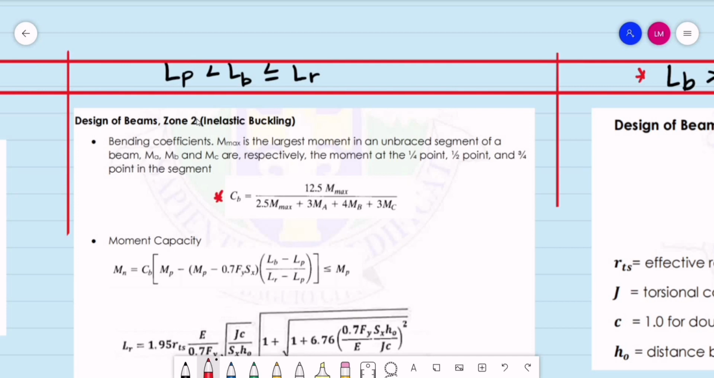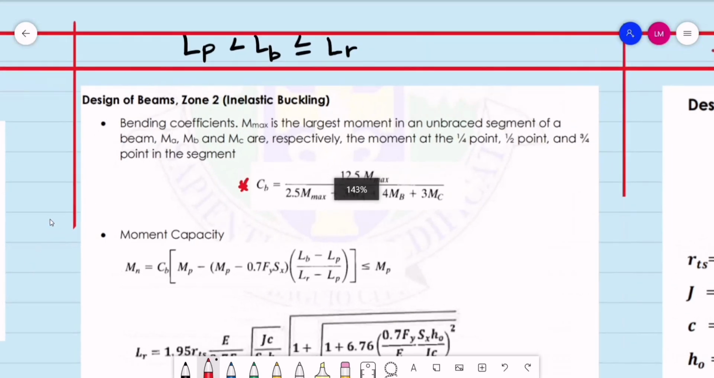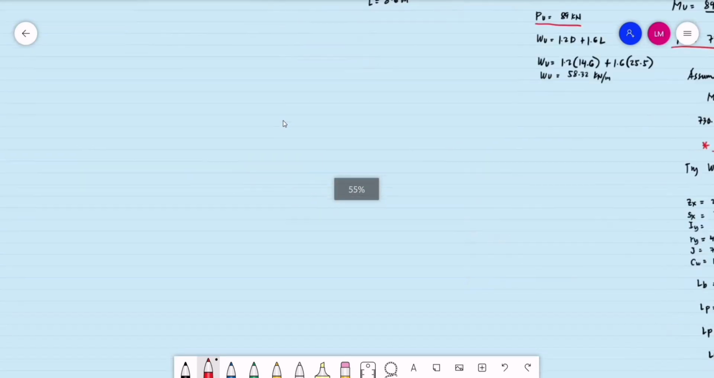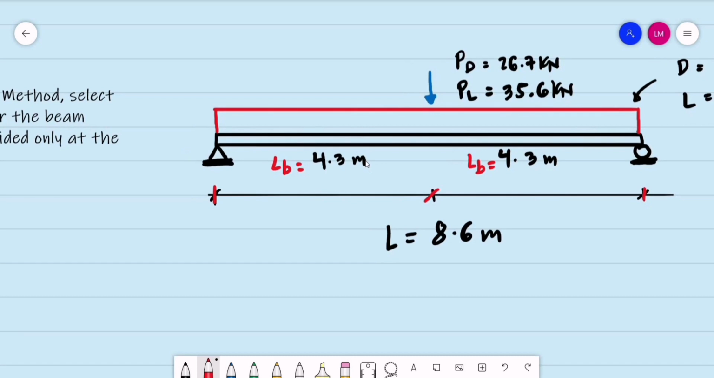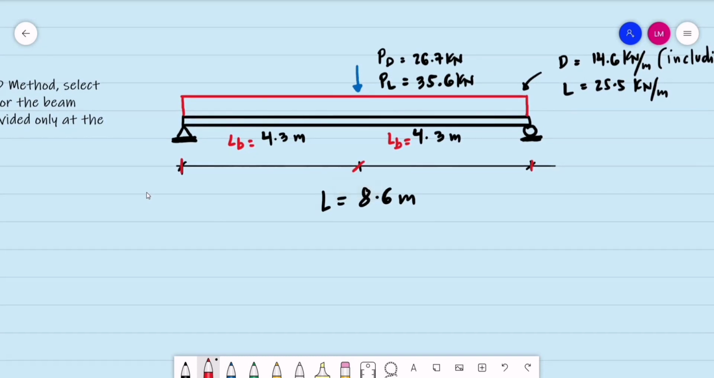So design of beams, zone 2. So bending coefficients, Mmax is the largest moment in an unbraced segment of a beam. MA, MB, and MC are respectively the moment at the 1/4, 1/2, and 3/4 point in the segment. So we go back to our beam. So we need to divide this 4.3 meters into 4, since we need 1/4, 1/2, and 3/4 point of this unbraced length. But before that, we may first do our shear and moment diagram.